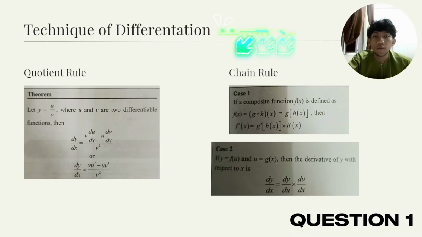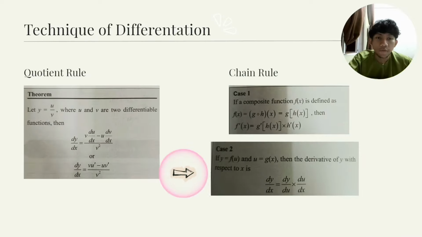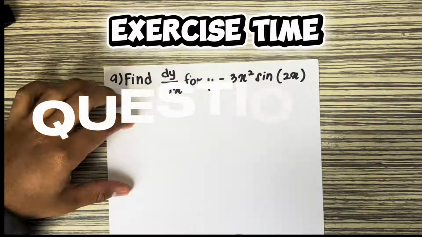So for the chain rule, we have two cases, case 1 and case 2. For the case 1, f(x) equals g multiplied by h(x), equals g(h(x)). Then we have f prime x equals g prime multiplied by h(x) multiplied by h prime x. So for the case 2, we have dy divided by dx equals dy divided by du multiplied by du divided by dx. Yeah, it's exercise time.